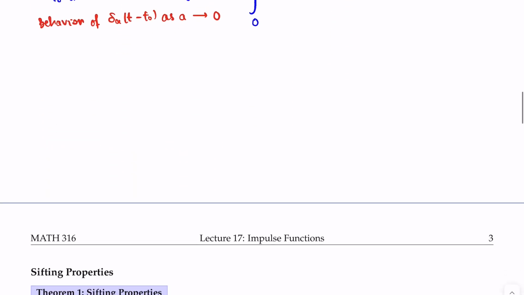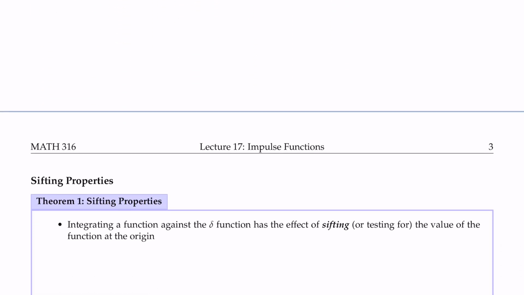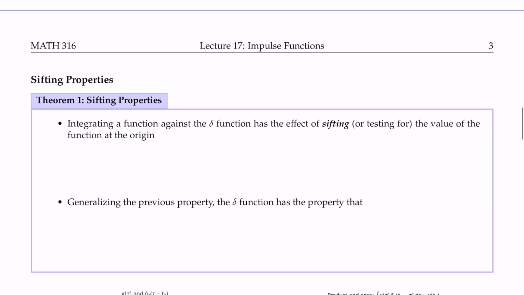Now, moving on to something called the shifting property. Integrating a function against the Dirac delta function has the effect of shifting, or testing for the value of the function at the origin. So you have the improper integral from negative infinity to positive infinity of f of t times delta of t dt, which is equal to f of 0. I would like to show you where it's coming from a little bit later.